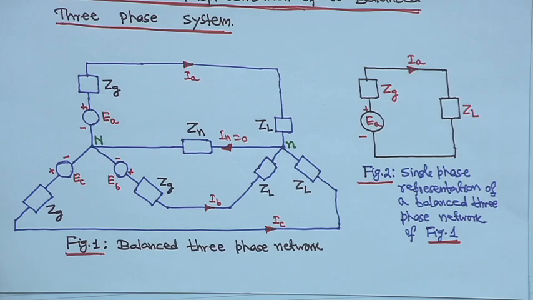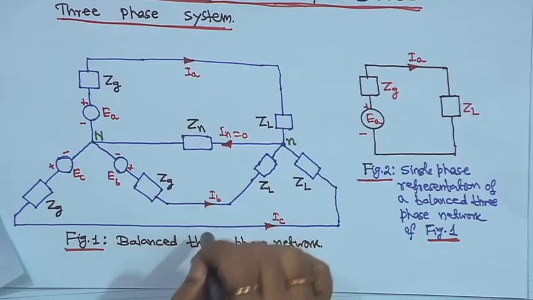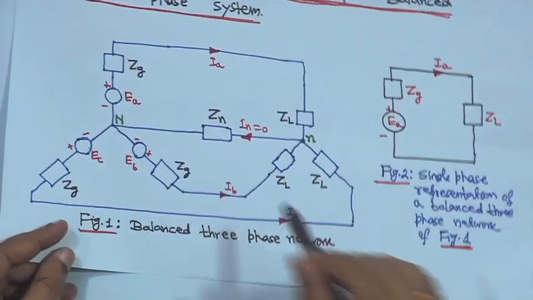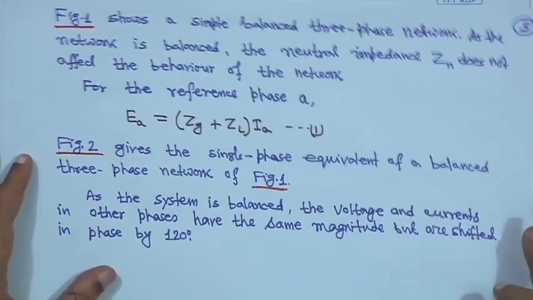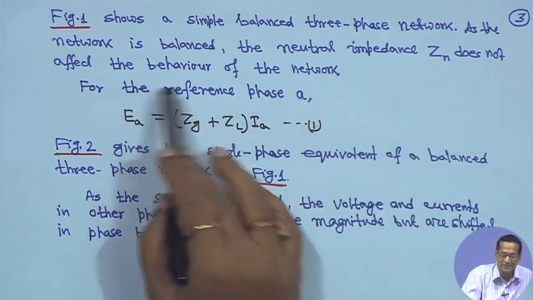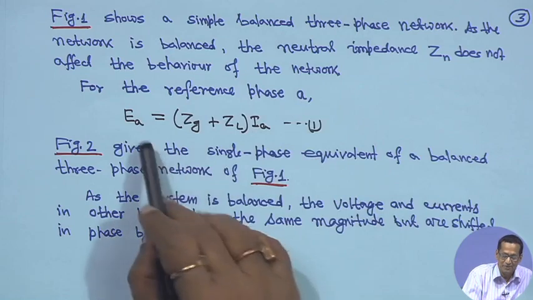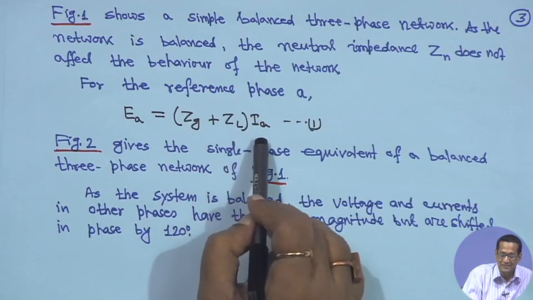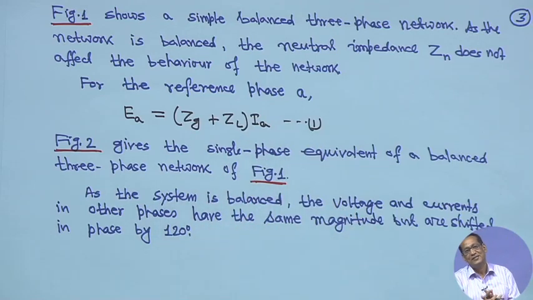From circuit theory, in 3 phase circuit analysis, you have also studied this kind of diagram. This is figure 1 and this is figure 2. Figure 1 shows a simple balanced 3 phase network. As the network is balanced, the neutral impedance Zn does not affect the behavior of the network. Therefore, for the reference phase A, that is figure 2, we can write EA is equal to (Zg plus ZL) into I. This is equation 1. So, this is a new topic.